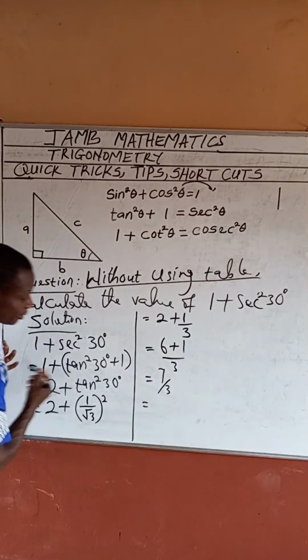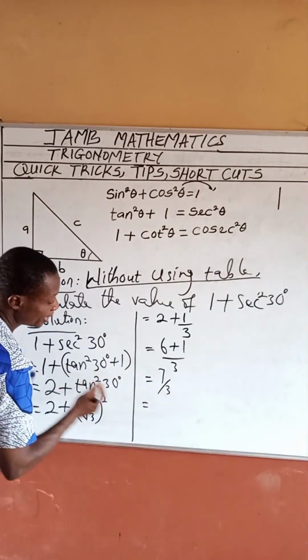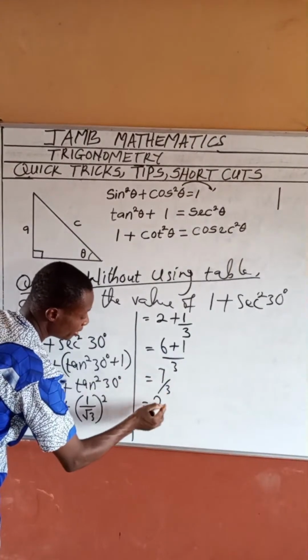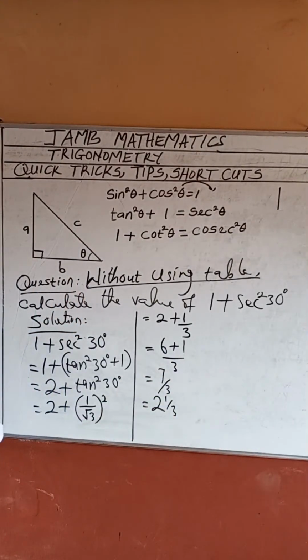We go ahead and make it a mixed fraction. So 3 into 7 is 2, then remainder 1 over 3. This is exactly how to solve this kind of problem.